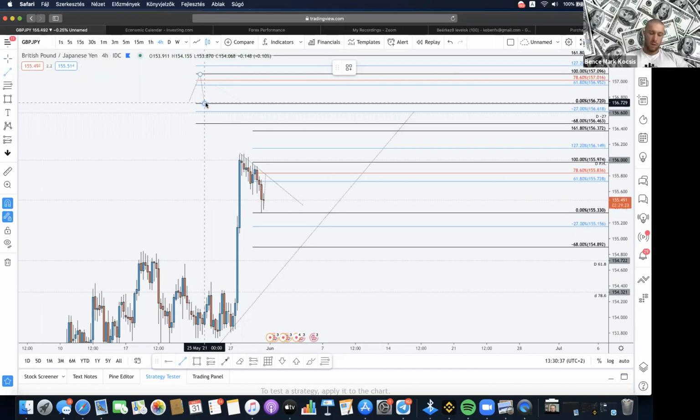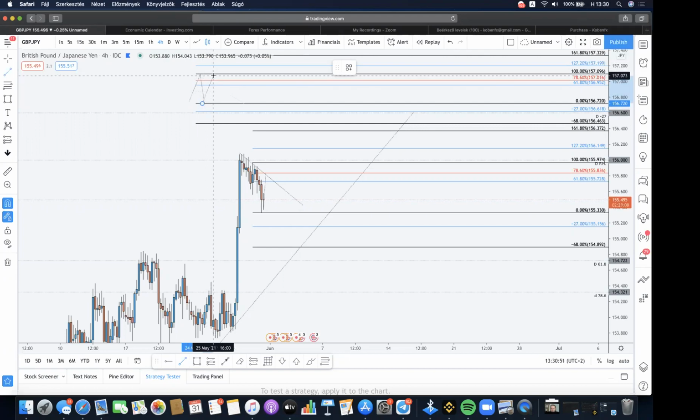What do you think? I don't know actually, but in this case, I think... How do you trade in the beginning? So you see one top. What are you expecting the second time? Okay, yes, I think it will respect the 78 zone, 61 zone, and come to the minus 27.